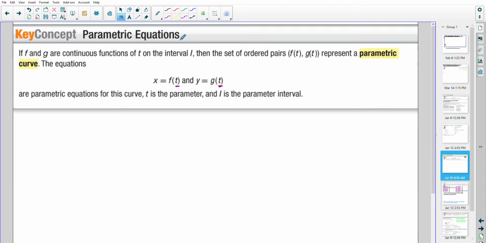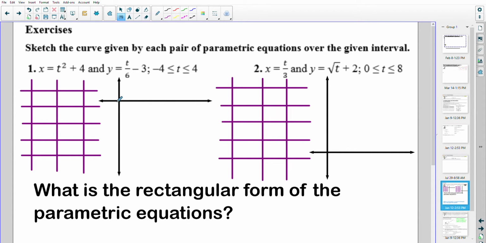So a parametric equation is an equation that's in terms of a parameter t. T is often used because a lot of times it represents time. And so x is in terms of t and y is in terms of t. And so when you graph this, it's easy.